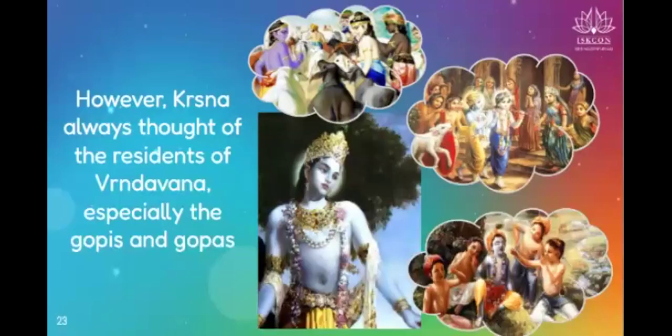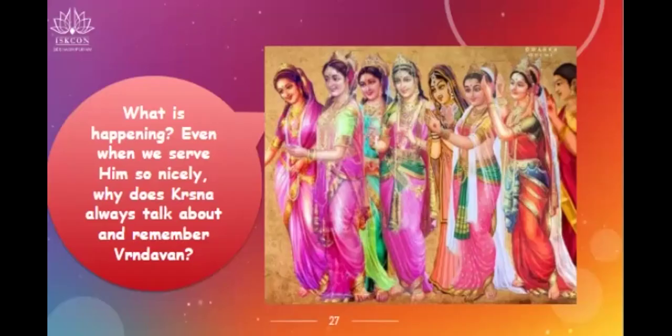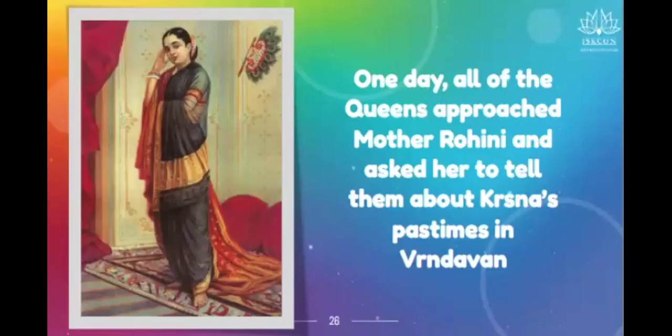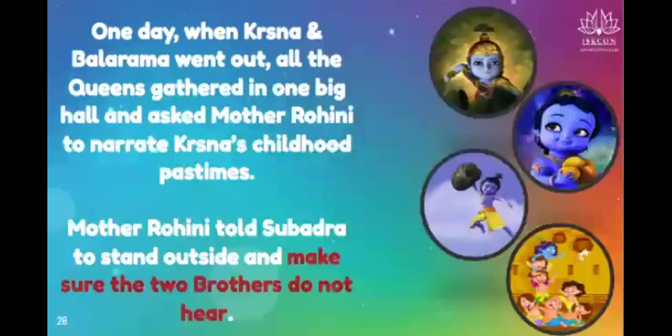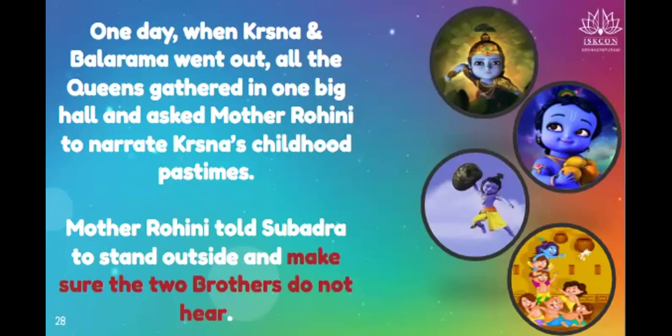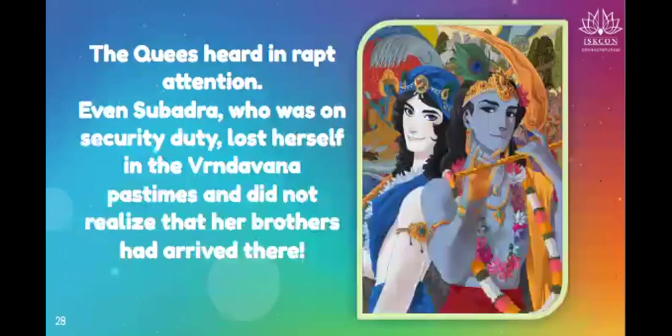So that's what was happening. So here is Krishna's story, right? He was always thinking about the gopis and chanting about the gopis. And they decided to find out what it is, right? And Krishna and Balaram should not be hearing it. And then they started narrating all the pastimes of Krishna and Balaram. The queens were hearing it and they completely lost themselves.